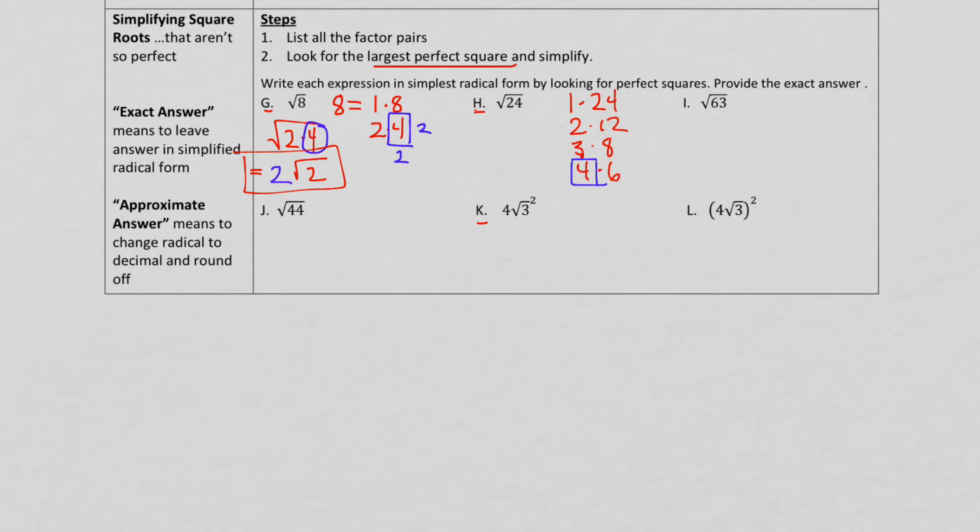I know that the square root of 4 is equal to 2, so I can take my original problem and rewrite it as the square root of 4 times 6, because I now know that the square root of 4 will come out as just a 2, and then whatever's left behind just stays inside the radical. So this 6 stays in the radical, so my answer is going to be 2 radical 6. 2 radical 6 is an equivalent value to radical 24, but this is simplified.